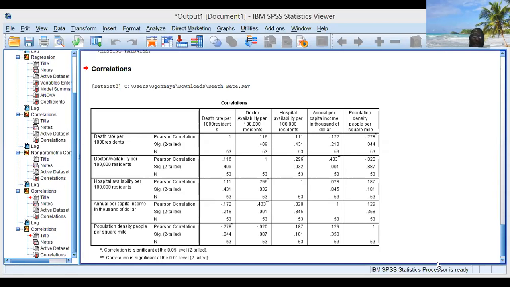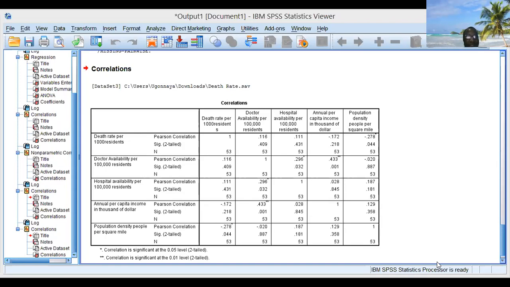So when you are putting it, you choose just one side. If you look at doctor availability and death rate, you expect the correlation to be negative. Is it a minus I'm seeing, or it doesn't have a minus? In fact, this one is a positive correlation, though it's very small, but it's supposed to be negative. Then look at hospital availability and death rate.